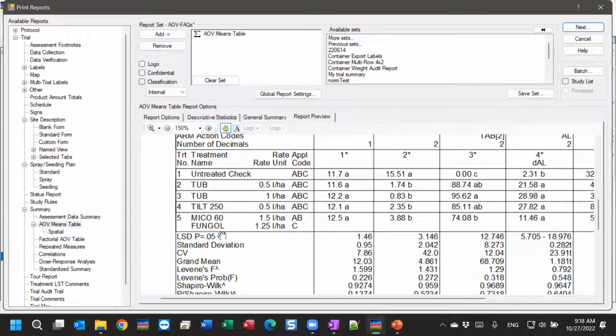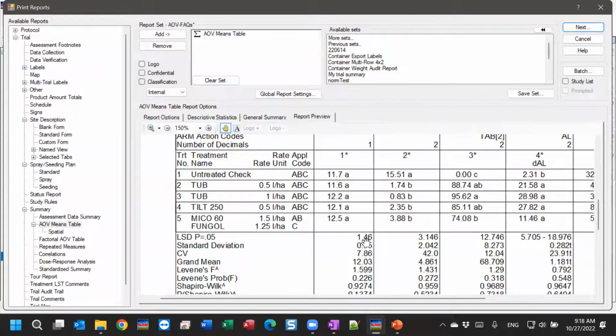We talked in that first session a little bit about the LSD mean comparison test. And it has a really simple test statistic. You just get one value for the whole entire column. In this case, it's 1.46. And it can be handy if you're going to make just one particular comparison.